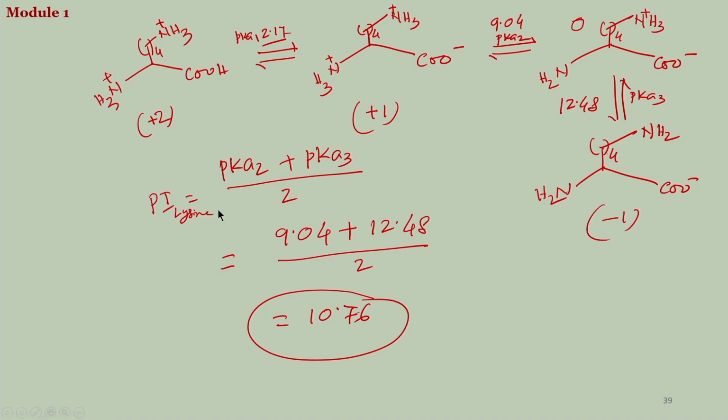Of course, again, because it has a basic side chain, the pI value is high. So that's how you calculate the zwitterionic structures, or the maximum concentration of the zwitterionic forms.